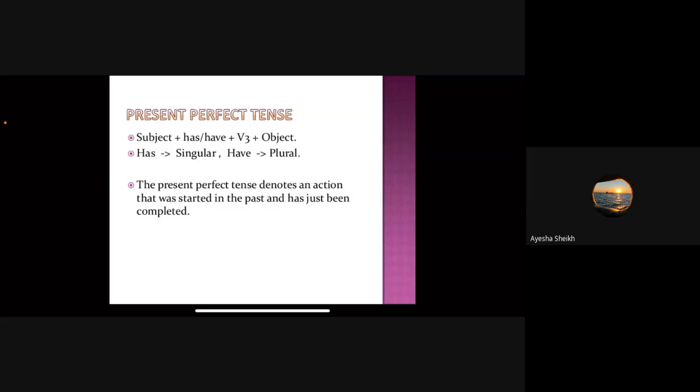In that you will see has, have is there with V3, means past participle, the third form of the verb. You know what is V1, V2 and V3. You know it very well. And yes, if it is singular, you have to use has. With he, she, it, we use has. With plural pronouns like we, they, we use have.